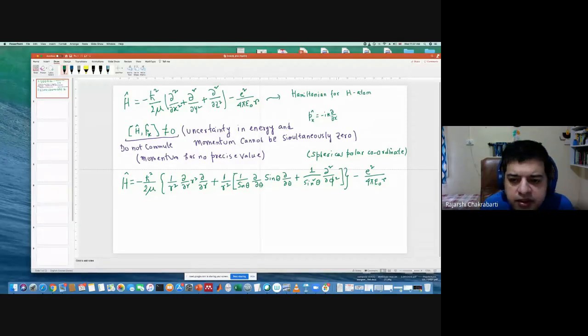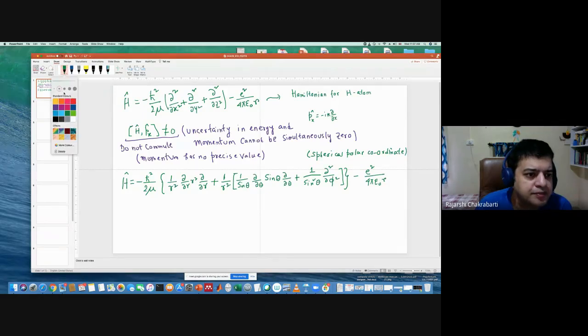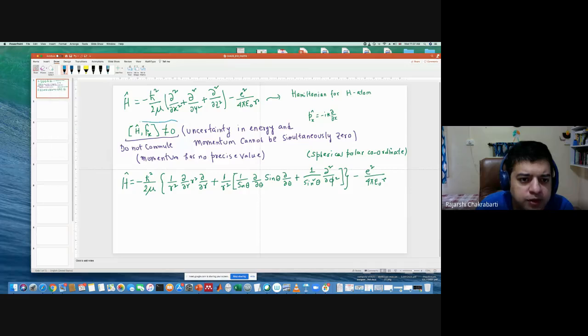In x direction, then it is obvious that this operator will commute with the Hamiltonian of the hydrogen atom problem shown here. Okay, it is not very difficult to see. So I am saying that this Hamiltonian commutes with the linear momentum operator. It essentially tells you physically that uncertainty in energy and in the linear momentum cannot be simultaneously zero, or in other words, momentum does not have a precise value.